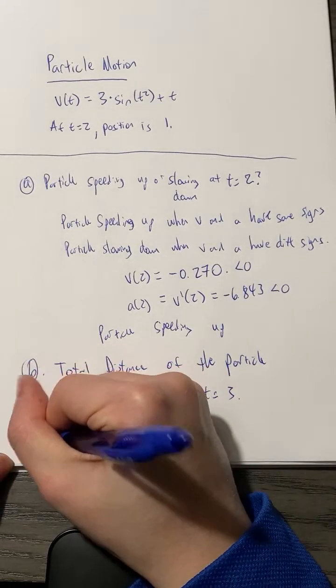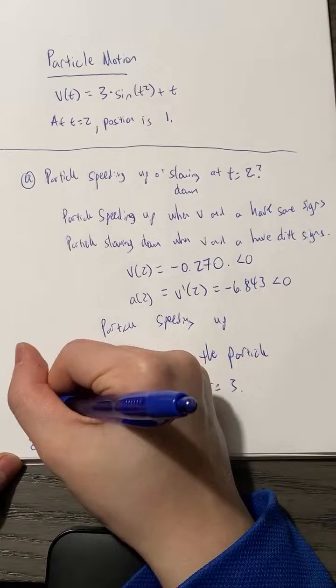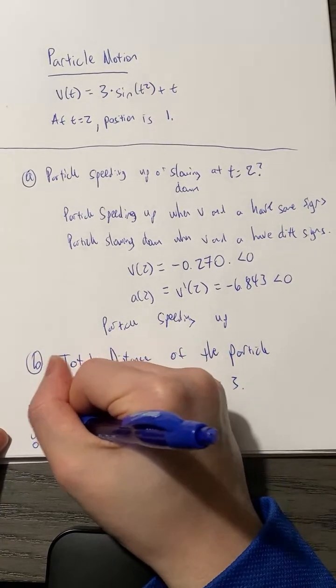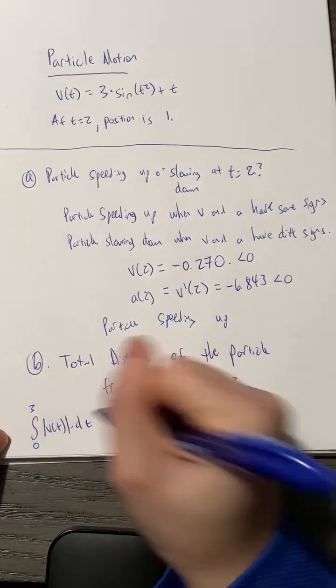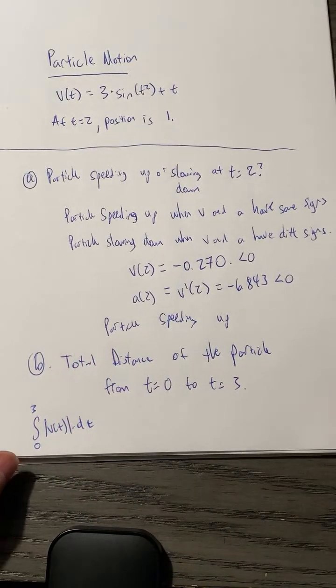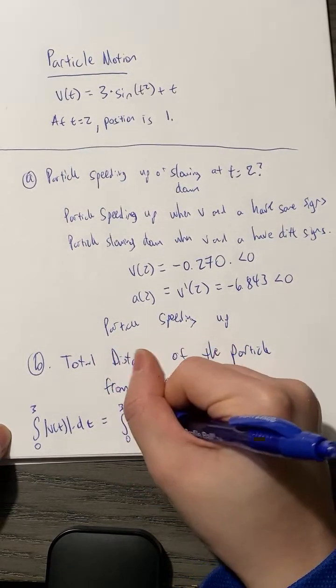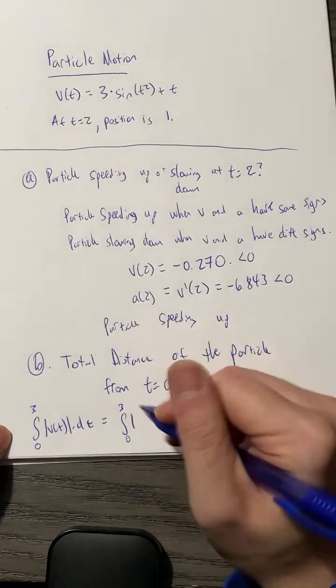The key is that when you're doing total distance, just be wary that it's 0 to 3 or whatever your time interval is, and it's the absolute value of velocity. And the absolute value of velocity is speed. So another way to say this is that it's the integral of speed. So I'm going to write this down, 0 to 3. I'm going to write v of t.